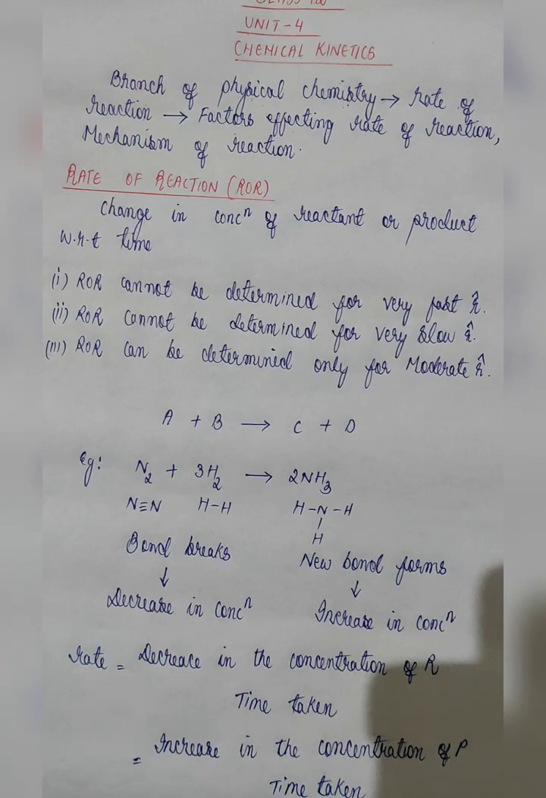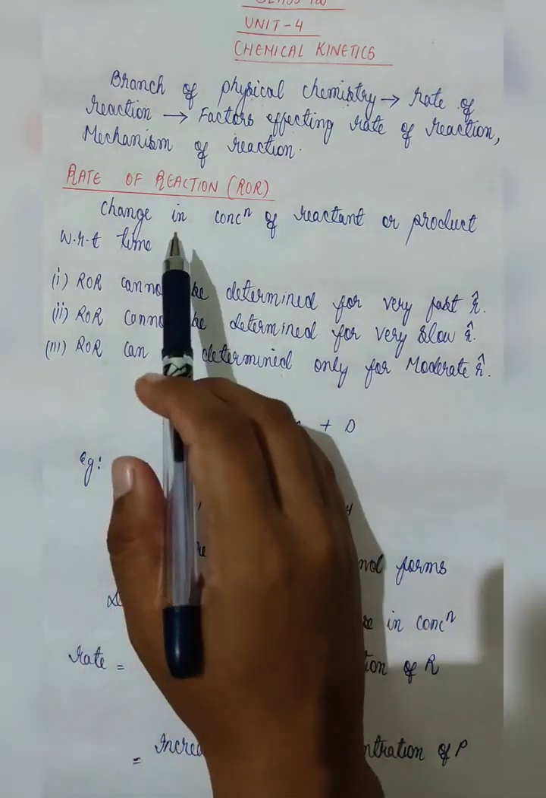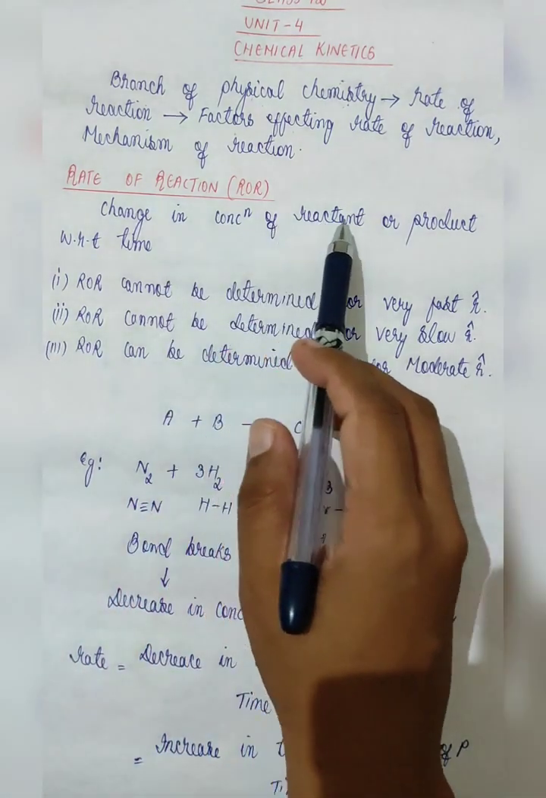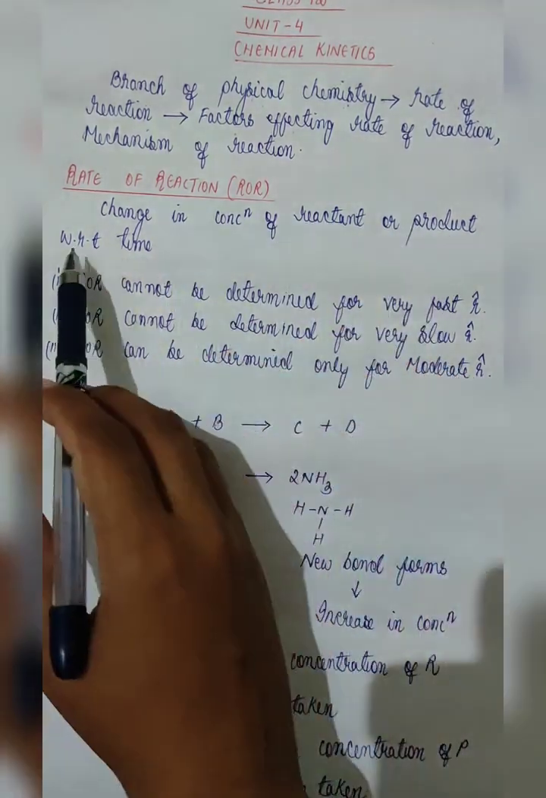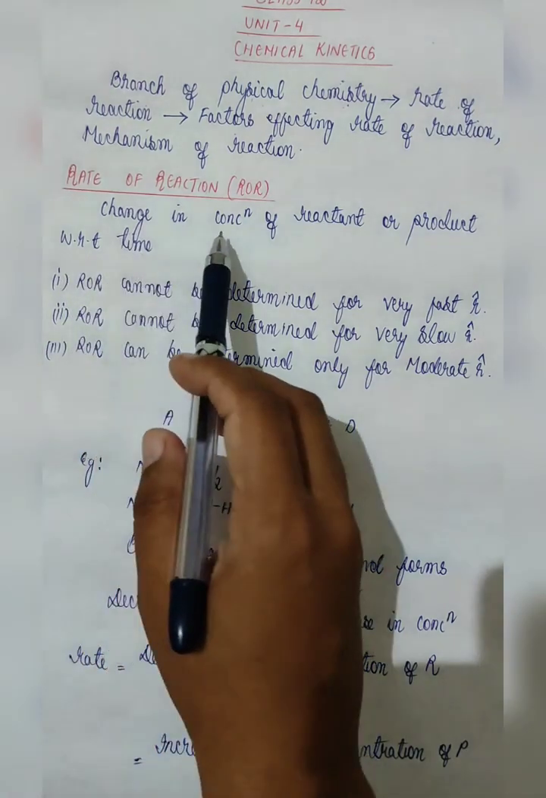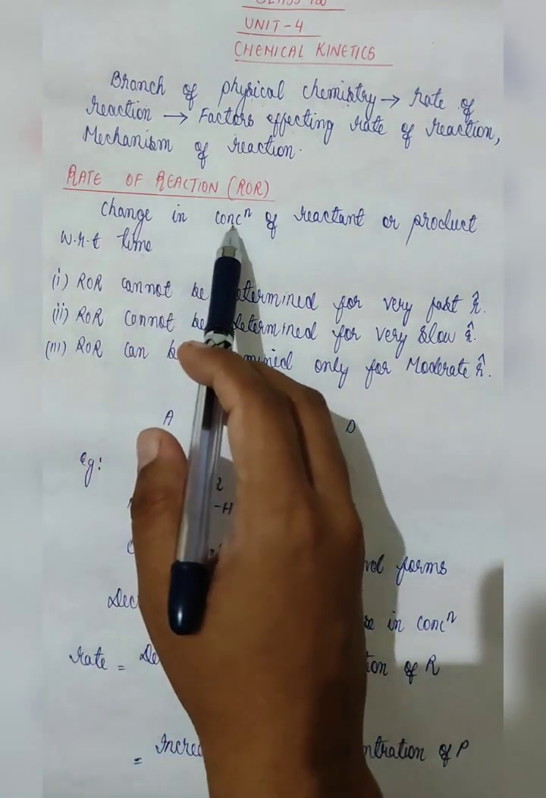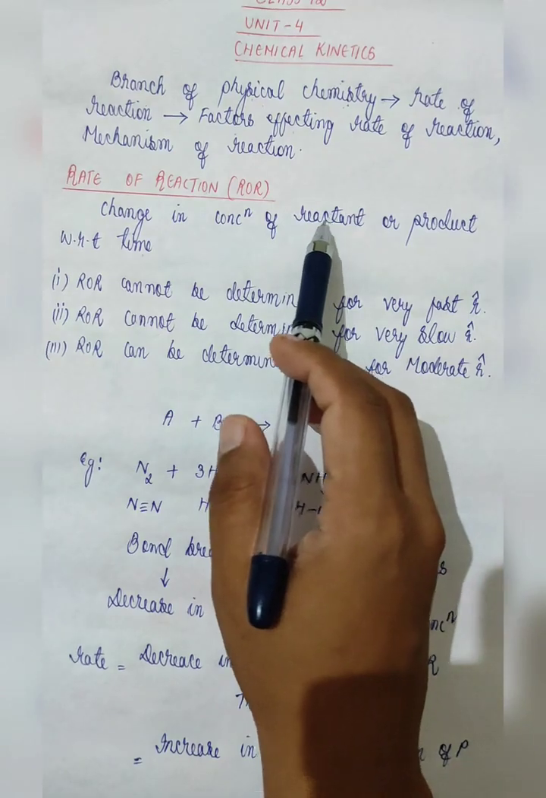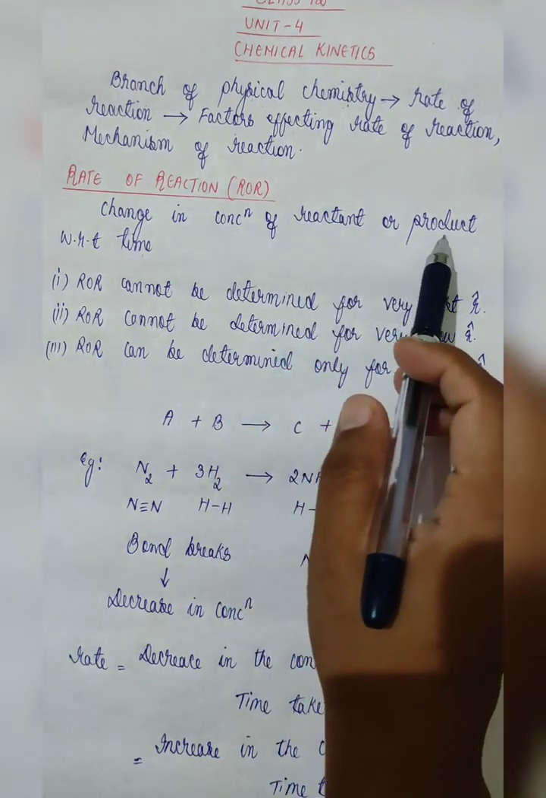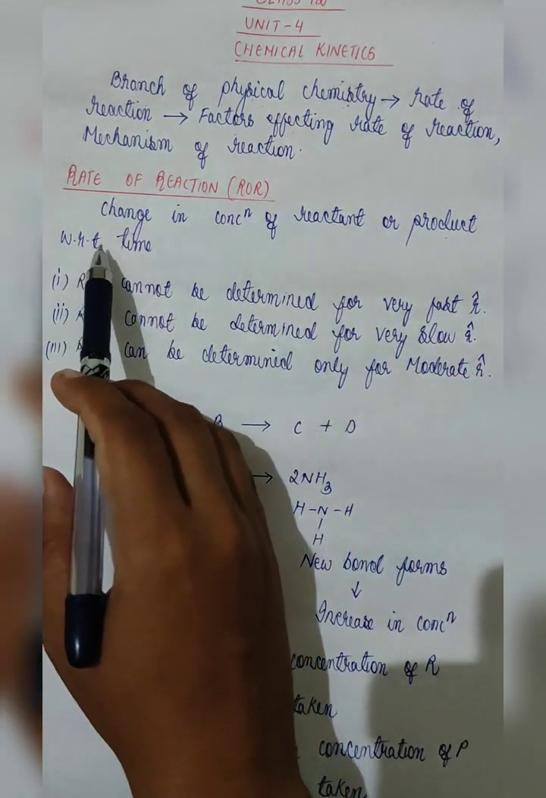Now here in this chapter we'll be studying about the speed or rate of a reaction. Now what is a rate of a reaction? Rate of a reaction basically means change in concentration of reactant or product with respect to time. We'll be studying about the change in the concentration of reactant and also the change in the concentration of the product with respect to time.